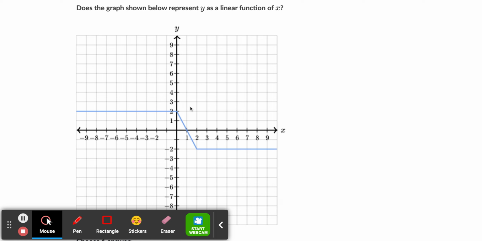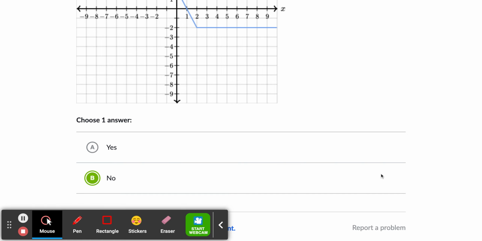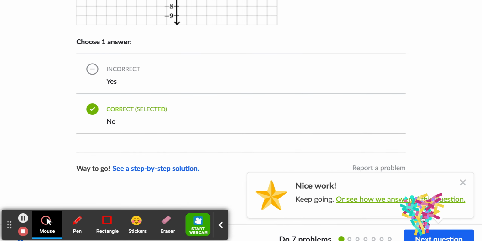The answer to this would be no, even though we have these three separate lines or line segments. For a linear function to be a linear function, you have to have a single line throughout the whole thing, okay? So even though this is separate lines, it's not one single line, so we'll still say no.